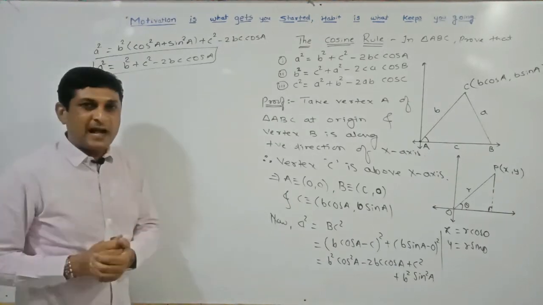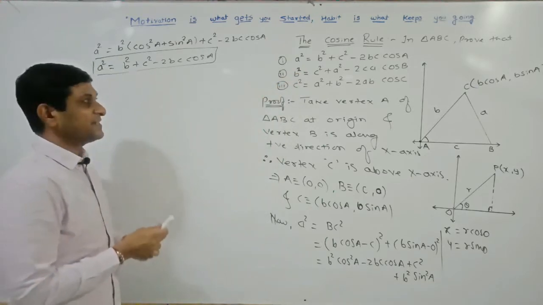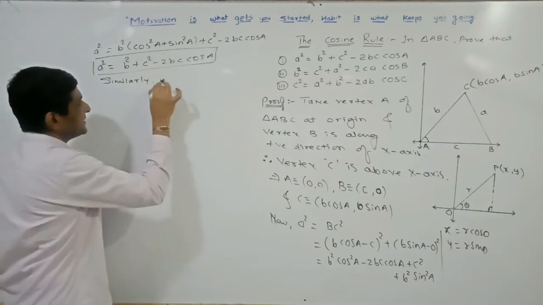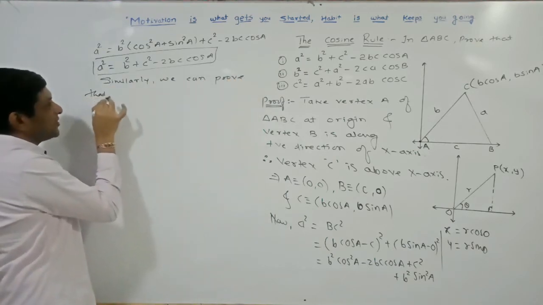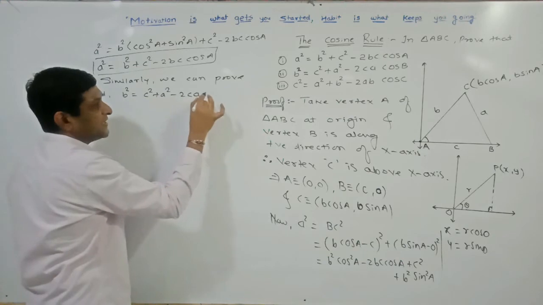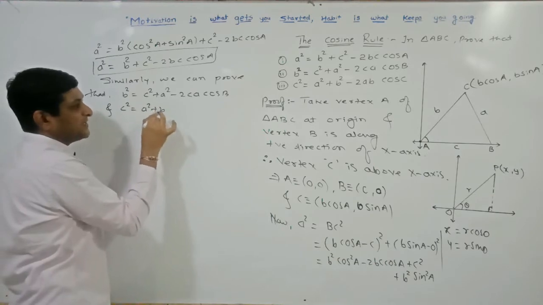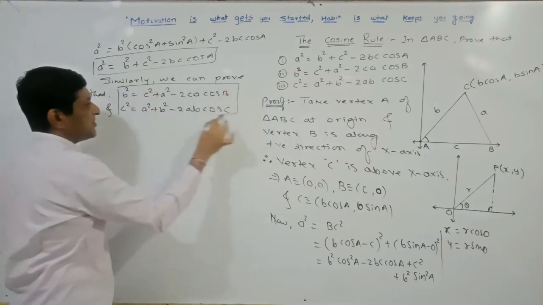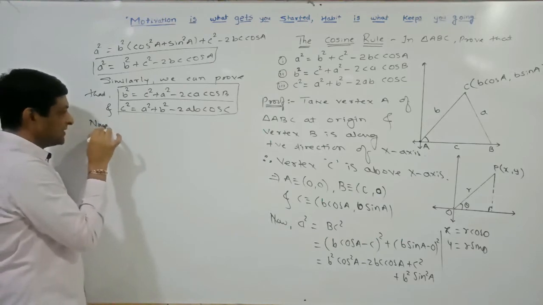Now the same method we are applying to prove these two results. Since we are applying the same method, that's why we can say that similarly we can prove that b square is equal to c square plus a square minus 2ca cos B, and c square will be equal to a square plus b square minus 2ab cos C. And this completes the proof of the cosine rule.